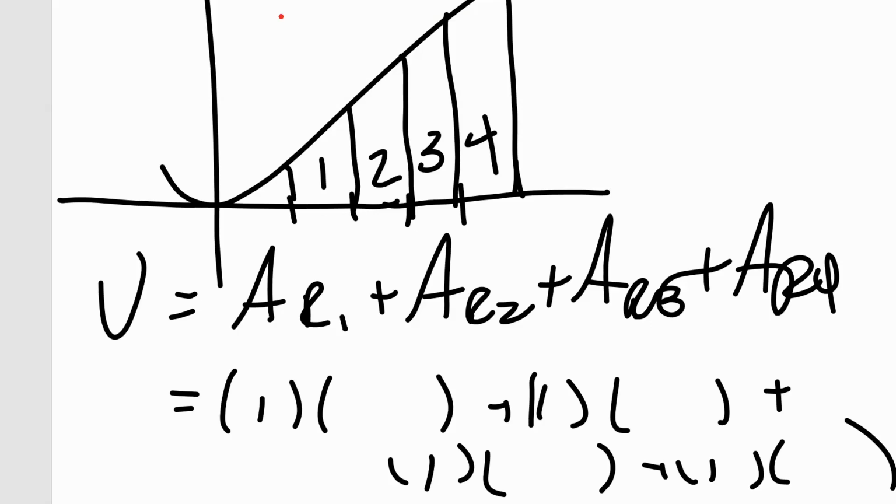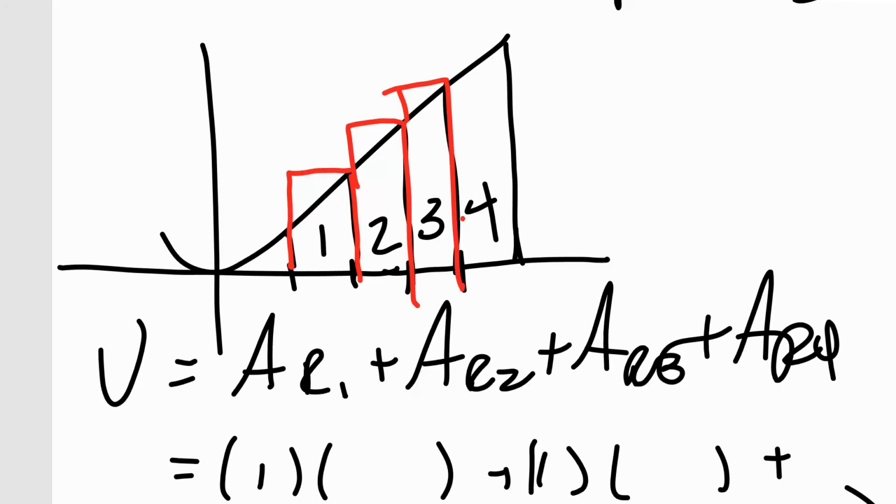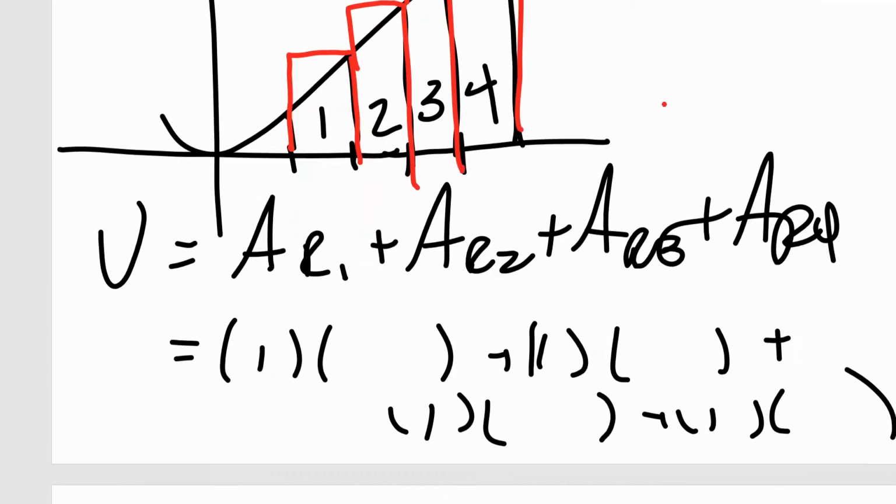So for rectangle 1, I want this rectangle, too much information. For rectangle 2, that rectangle. For rectangle 3, that rectangle. And for rectangle 4, this rectangle. So I want too much information. All right, well, you can see on the right-hand side of each rectangle, it hits my actual function. So that y value is my height.